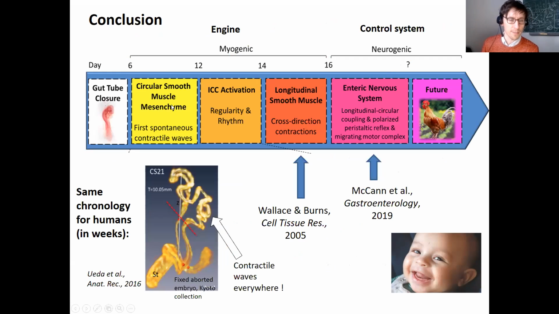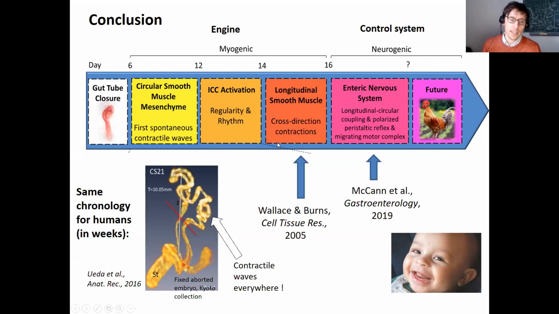So to conclude, I've driven you through different phases of motility development in the chicken embryo, going from circular smooth muscle waves, then how they become rhythmic because of the activity of ICCs, how the orthogonal longitudinal muscle layer gives cross-direction contractions, and finally, how these cross-direction contractions are coupled by the enteric nervous system.